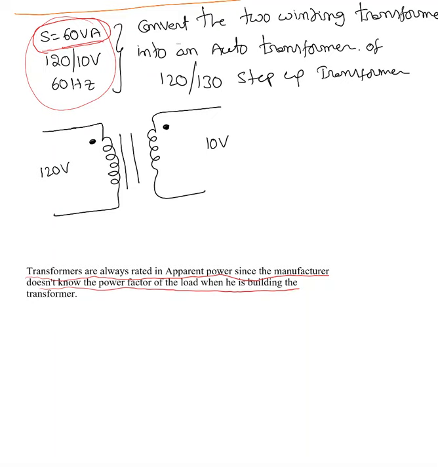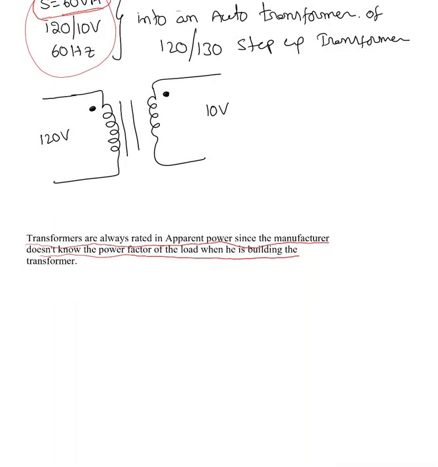So now he wants us to make this a 120 by 130 step-up transformer. I will also try 130 by 120 step-down. For the step-up transformer, our primary must have 120 volts, so I'm going to keep the primary winding as it is, plus and minus 120. Now my output must be 130 volts. So here is my output, here is my other winding.